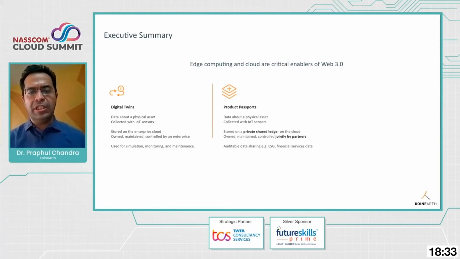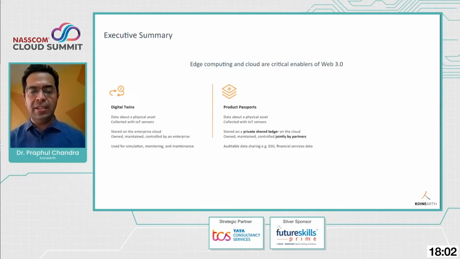What I'm talking about today is the next step in the journey of digital twins, which we call product passports. Now, there are some ways that the product passports are similar to digital twins and some ways that they are different. So first, let's look at the similarity. Just like digital twins, the passports are based on data collected from a physical asset using edge computing or IoT sensors. The key difference is that this data, instead of being stored on a single enterprise's cloud, is stored on a distributed or a private shared ledger between multiple entities.